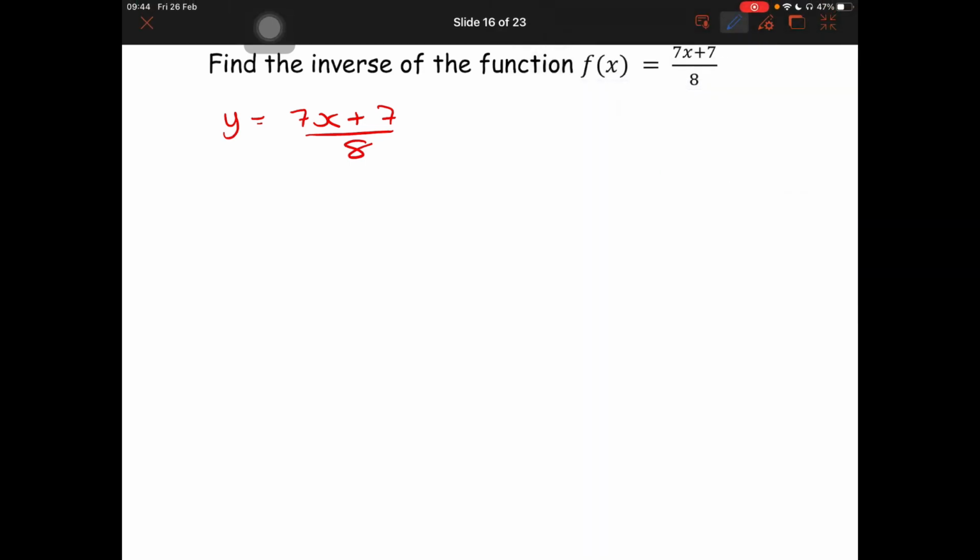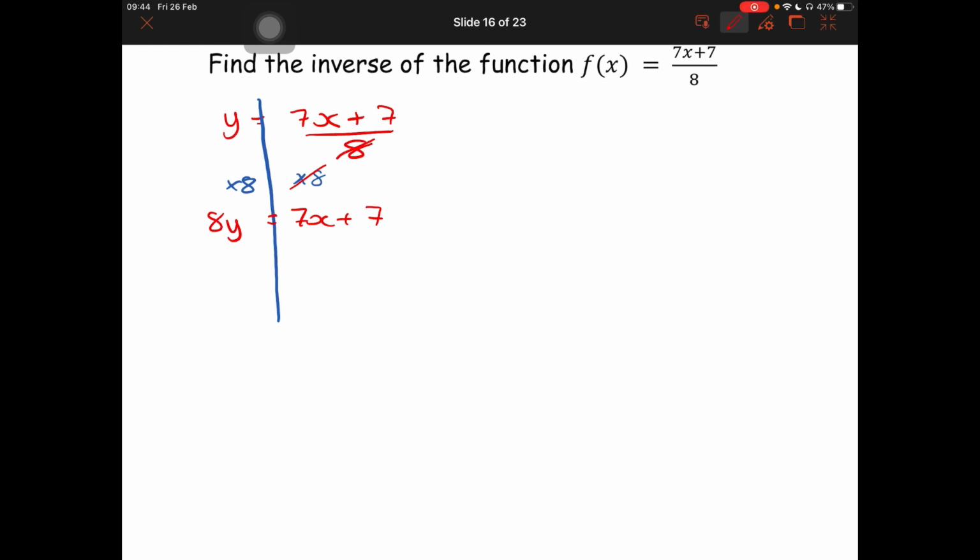So all we've got to do is make sure we get the order correct. First thing I need to get rid of, if I've got a fraction and all of my expression is under that fraction, I need to get rid of that first. So the opposite of dividing by 8 is to times by 8. When I times y by 8, it's going to become 8y equals, my times gets rid of my denominator, so I'll have 7x plus 7 left.